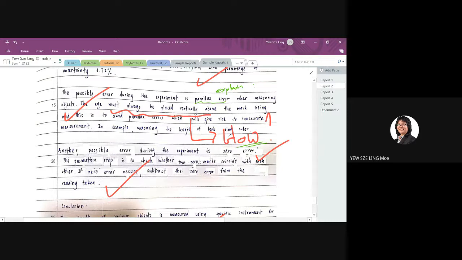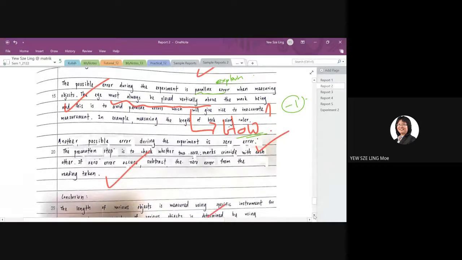Here she says the eye must always be placed vertically. But how do I know my eye is always vertically above the mark that I want to read? I don't know. So in this case, 1 mark will be deducted.